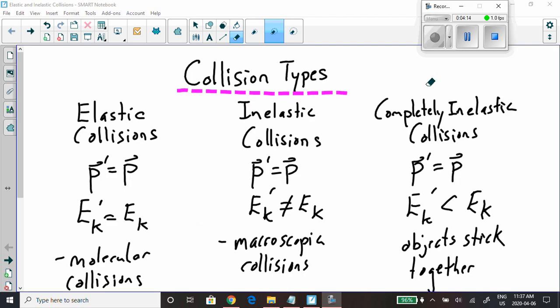All right, and the last one is what we call completely inelastic collision. Look, the momentum is still conserved, but now the kinetic energy right after the collision is much less than the kinetic energy before the collision, to the point where completely inelastic collisions are defined by the fact that the objects stick together. Let's take a look at one of those.